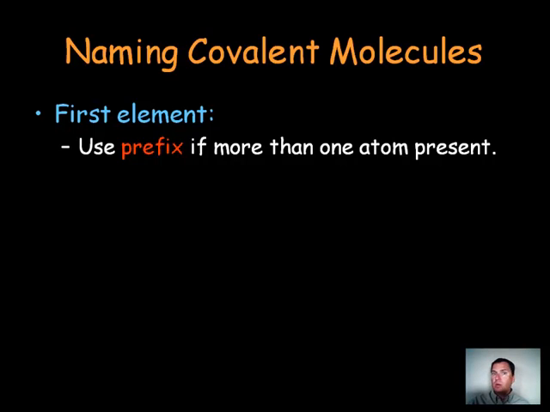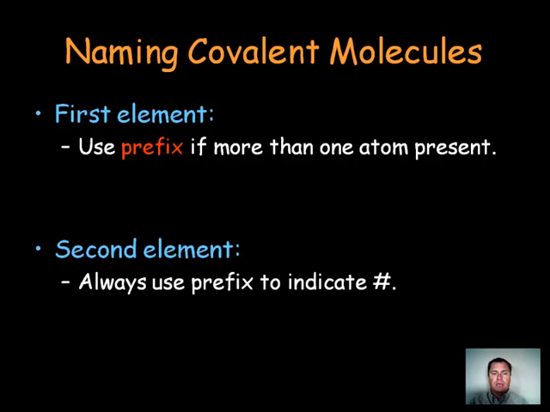So if it's like C1, we'd write carbon. If it's C2, we'd put a prefix in front of it. Okay? And then the second element, it always gets a prefix to indicate the number of that atom. So here's my suggestion. Let's always go back to two molecules you guys are already familiar with. Carbon dioxide and carbon monoxide.